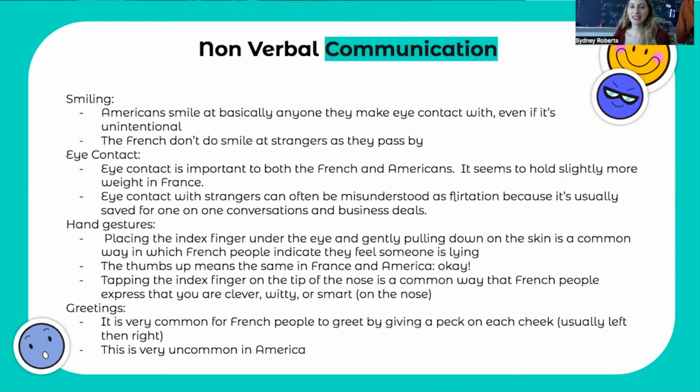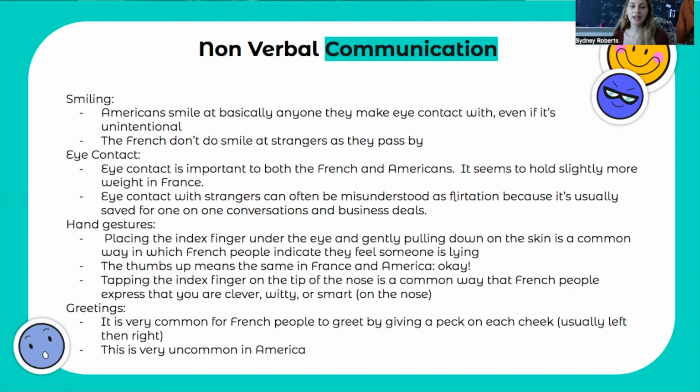And then eye contact is important to both French people and Americans. It seems to hold slightly more weight in France. So eye contact with strangers can often be misunderstood as flirtation because it's usually saved for one-on-one conversations and business deals in France, whereas in America it's often expected that you make eye contact with people that you're talking to.